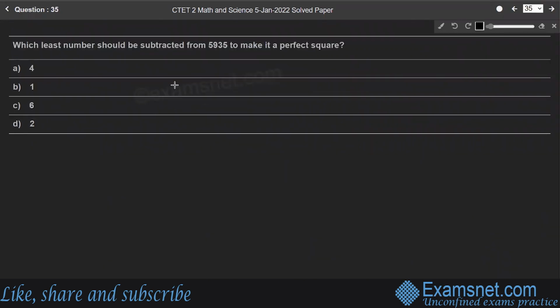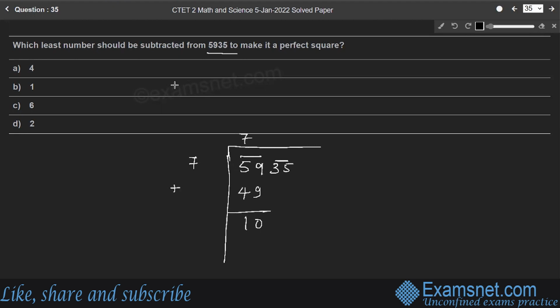Question number 35. Which least number should be subtracted from 5935 to make it a perfect square? So let us find the square root of the number which is nearer to 5935 by the division method. In the division method, we group the 4-digit number into two groups, one is 35, another is 59. So 7 into 7, 49. 10 is the remainder, plus 7.